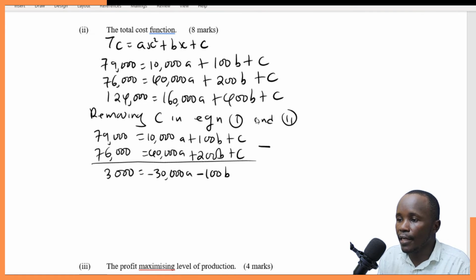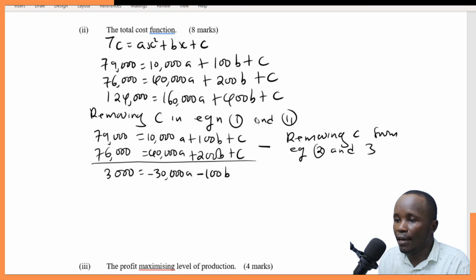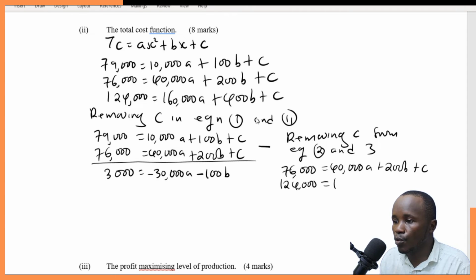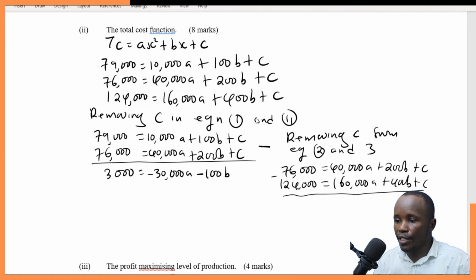Now we come here and say removing C from equations 2 and 3. We shall have 76,000 is equals to 40,000 A plus 200 B plus C. Then 124,000 is equals to 160,000 A plus 400 B plus C. Then subtract the two equations. Let me pick my calculator here. 76,000 minus 124,000. What do we get?